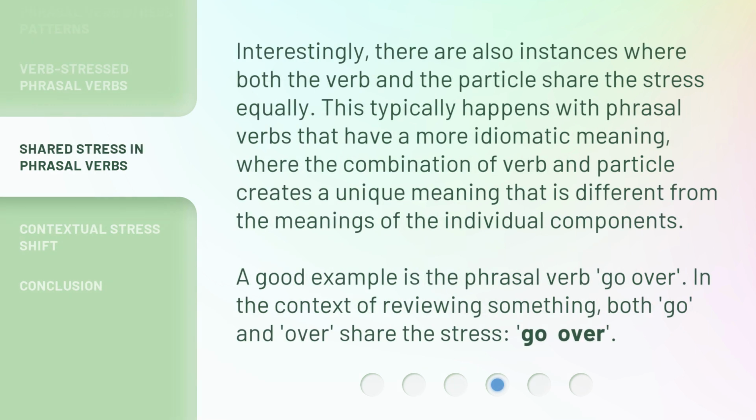Interestingly, there are also instances where both the verb and the particle share the stress equally. This typically happens with phrasal verbs that have a more idiomatic meaning, where the combination of verb and particle creates a unique meaning that is different from the meanings of the individual components. A good example is the phrasal verb, go over. In the context of reviewing something, both go and over share the stress, go over.